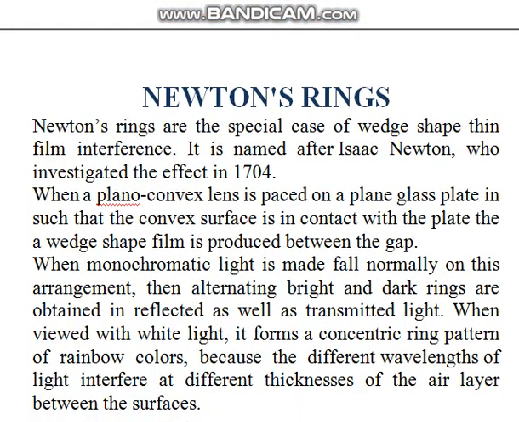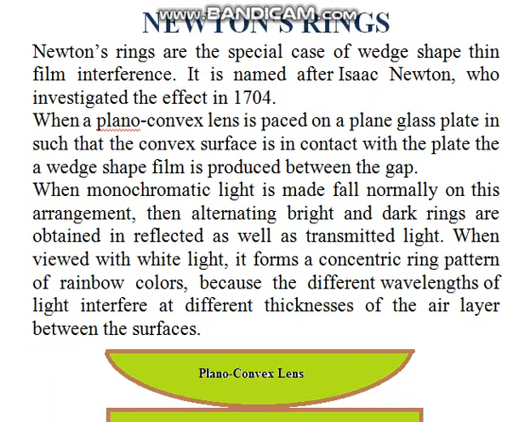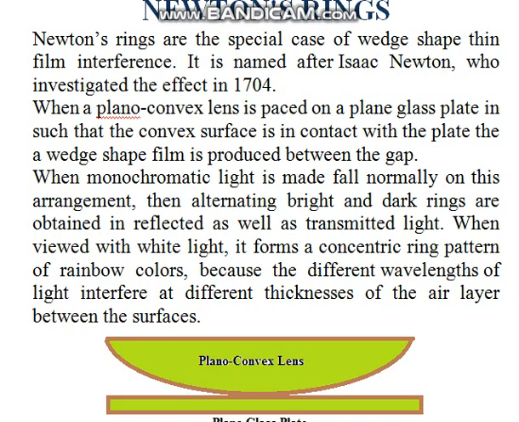So this is the concept behind the Newton's ring. Now let's see the real design of the Newton's ring. Newton's rings are basically wedge shaped thin film interference. It is named after Isaac Newton, investigated in the year 1704. This line is important here, which explains the real design procedure: when a plano-convex lens is placed on a plane glass plate such that the convex surface is in contact with the plate, a wedge shaped film is produced in the gap.